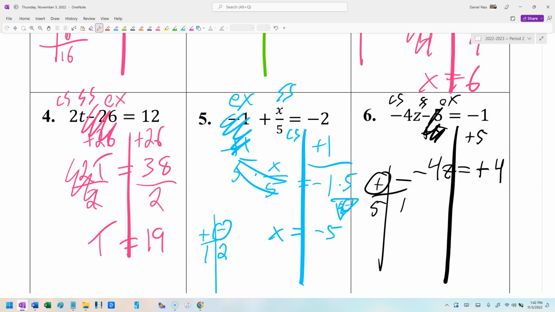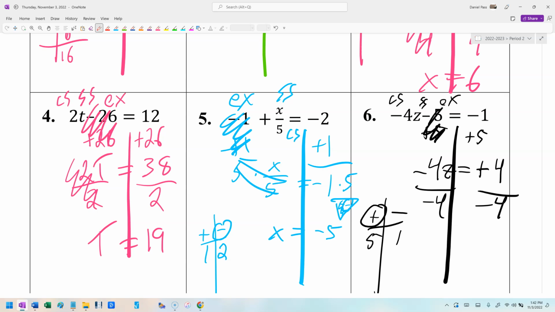Now you divide on both sides by negative 4. You get negative 1.